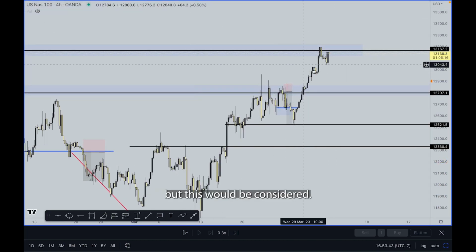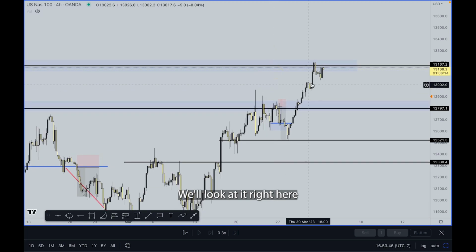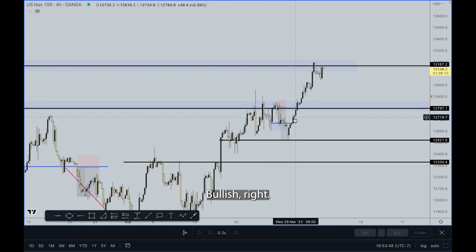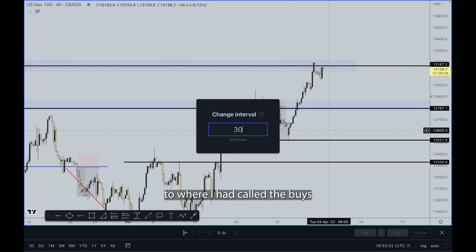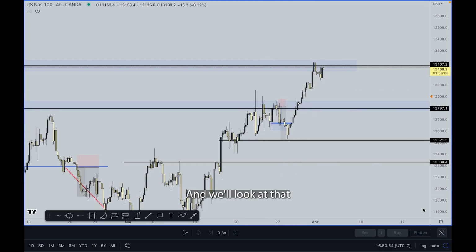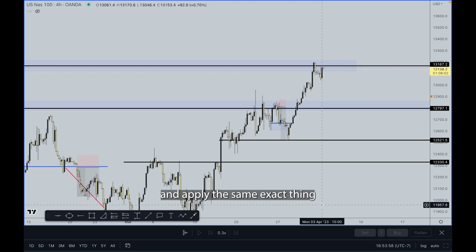Now, I didn't take this, but this would be considered, we'll look at it right here, when price is already moving bullish, right? And actually, we're going to go to the point to where I had called the buys for the NASDAQ, and we'll look at that. Now, after this setup, I'm going to go to a different pair and apply the same exact thing so you guys can see that this works on any single asset, any single Forex pair, any single indices, any commodity like gold, silver, platinum, if you trade platinum, oil, it all works.